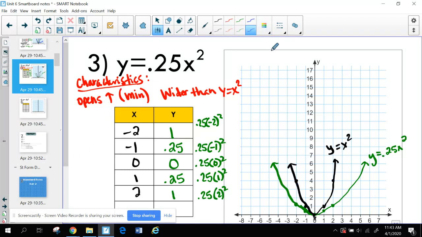Some of our other vocab: this still has an axis of symmetry at the exact same spot. This vertical line here is still at x equals 0. And your vertex down here is still at (0, 0). Okay, let's graph one more.